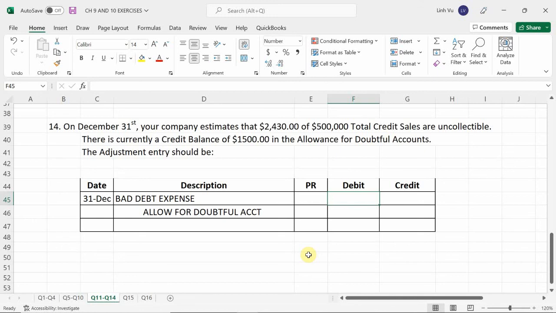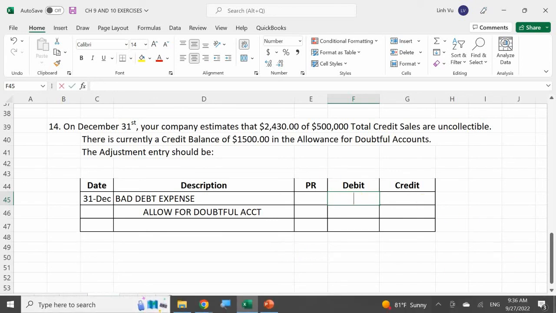Would you subtract the 1,500 from the 2,430? Which method are you doing right now? The income statement. Does the allowance for doubtful accounts appear on the income statement? No. So does it affect the income statement? No. Okay. So you'll be just using the 2,430. Good.